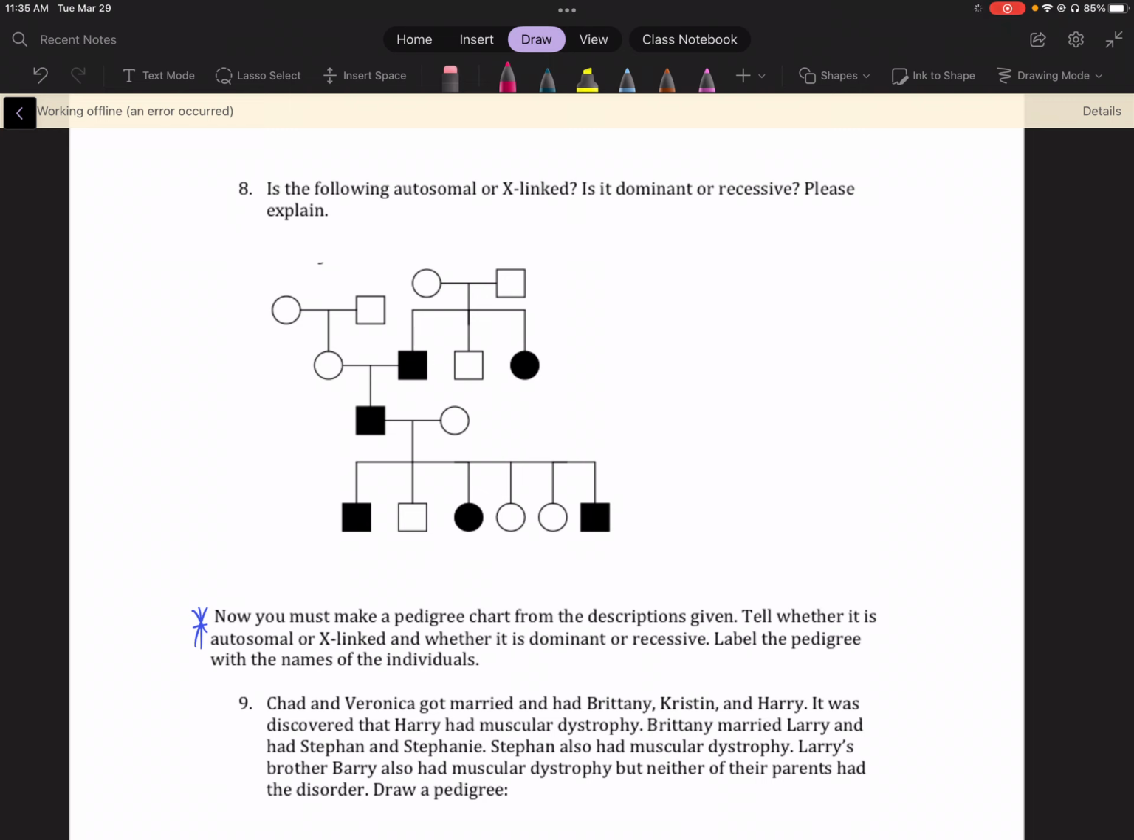Now, is this following either autosomal or X-linked? Is it dominant or recessive? It skips a generation, looking here. This is going to be recessive. So now we have to decide, is it X-linked or autosomal? Within this, let's look specifically at this generation here.